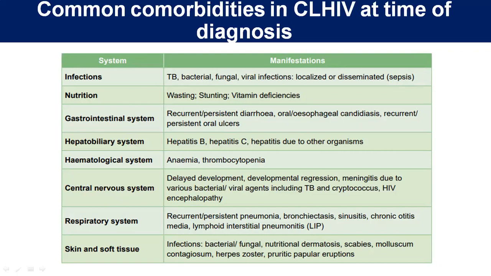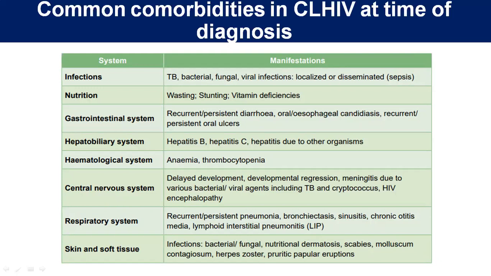GI system involvement like recurrent or persistent diarrhea, meaning diarrhea for more than 2 weeks. The child may present with oral esophageal candidiasis, recurrent persistent oral ulcers. Hepatobiliary system involvement due to hepatitis B, C viruses, other organisms which might cause hepatitis. Hematological involvement like anemia, thrombocytopenia, which we will discuss in detail later. CNS involvement like delayed development or developmental regression, like a child who was previously able to walk might suddenly find it difficult to do so.